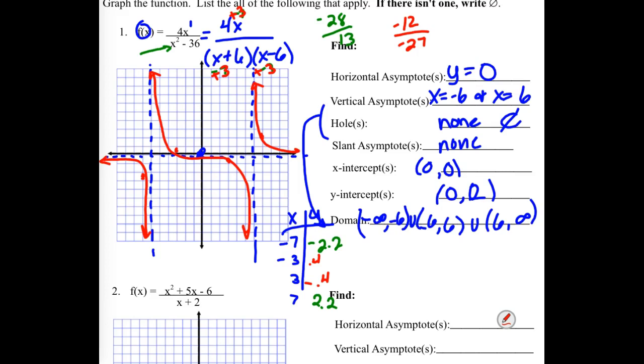So if this was a test question, I would expect to see all of the details that you see on the board. You must have some points, at least 1 point plotted in each of the chunks, right, to know where that graph is.